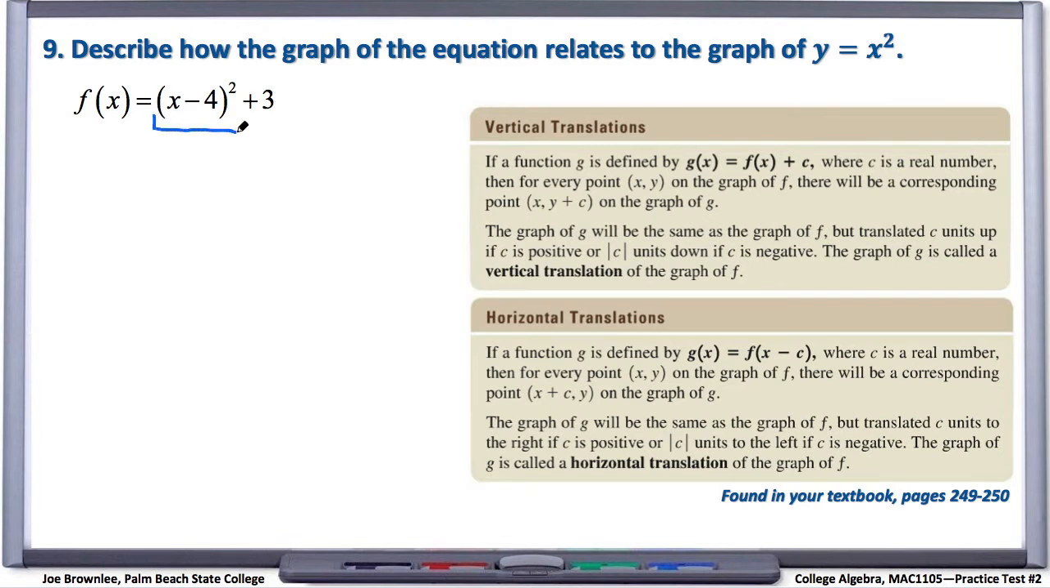And if you watched video number 8, we talked about how horizontal translations, meaning movement left and right, occur inside the set of parentheses. And with horizontal translations, we really do the opposite of what's happening. For instance, here we've been given x minus 4, so your first instinct may tell you to actually move left on the graph 4 units. But with horizontal translations, we really do the opposite. So we're not going to move 4 units to the left, we're actually moving 4 units to the right.